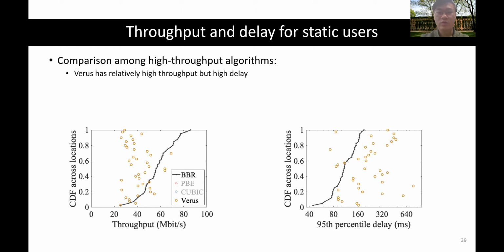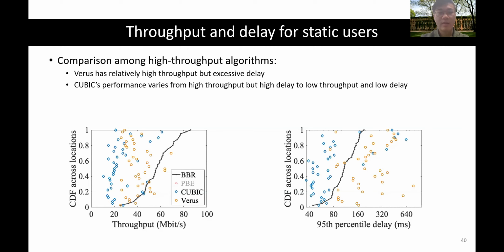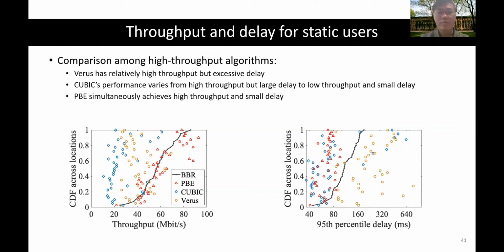Then we measure the throughput and delay of Verus at the exact same 40 locations. We can see that Verus has high throughput but high delay. Next, we show the performance of Cubic. Sometimes it has a high throughput and a high delay, and sometimes it has a low throughput and a low delay. But for PBE, we can see that it simultaneously achieves high throughput and a low delay.